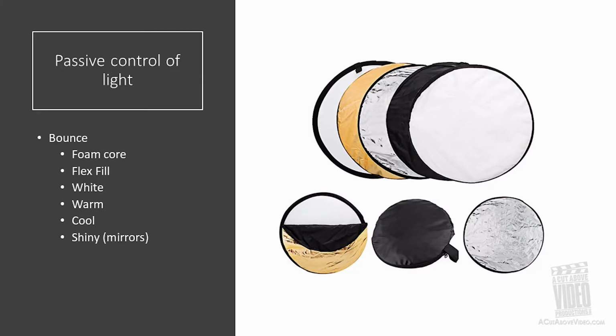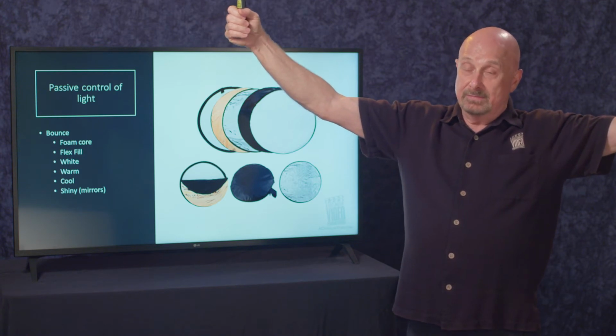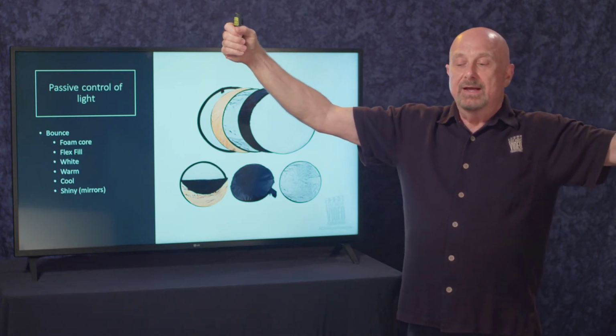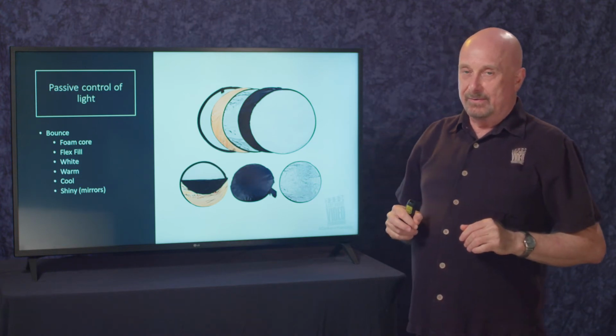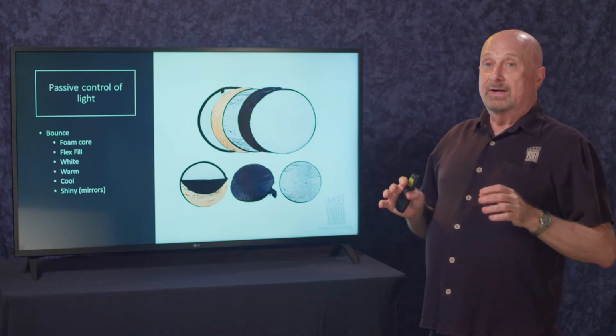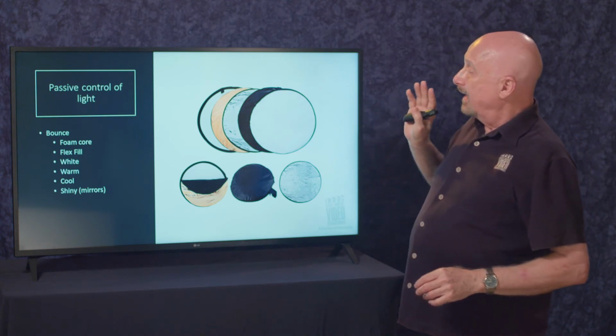How do you control light? Well, you control it with all kinds of things. You can use reflectors. These are flex fills. They're very handy. They pop out to a big round thing or kind of a rectangular shape, and then they fold up into a small package, very easy to carry around. Very good if you're doing traveling and you need to put something small and run and gun.